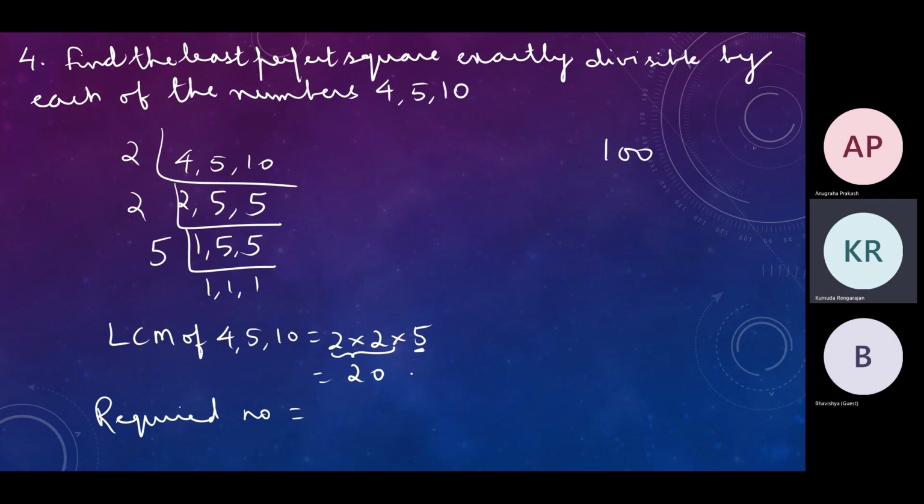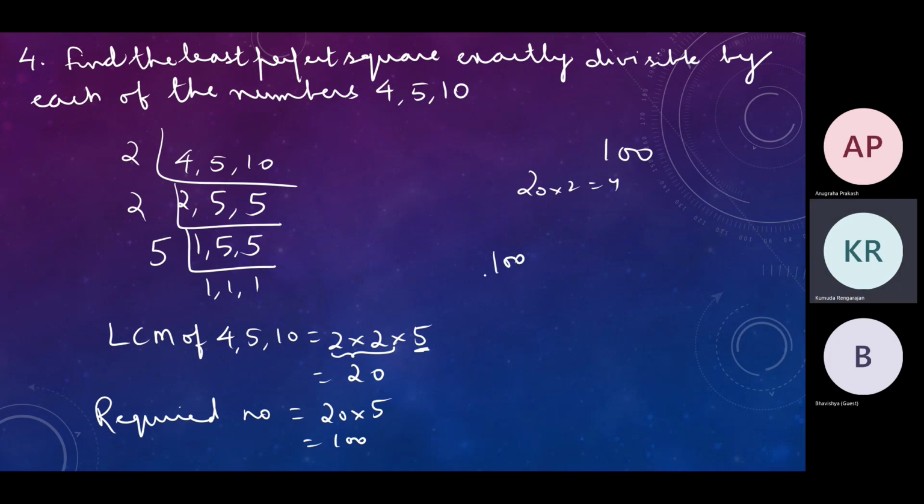So you must find a multiple of the LCM which is a perfect square. It can be 20, 2 twos are 40, 3 twos are 60, 4 twos are 80. So you have to find the smallest multiple of the LCM which is a perfect square. So how do you find that? Since 5 does not have a pair, you need to multiply the LCM by 5. So 20 times 5 is 100. 100 is the required number. 100 is a square number.